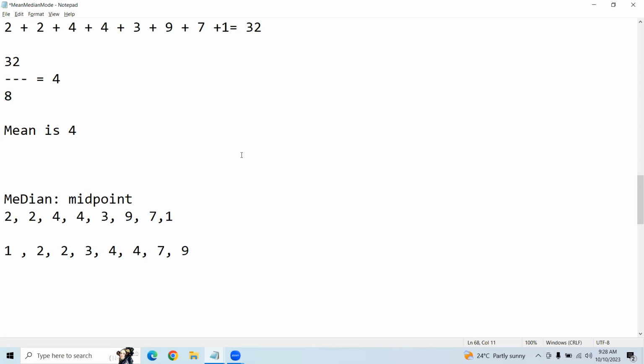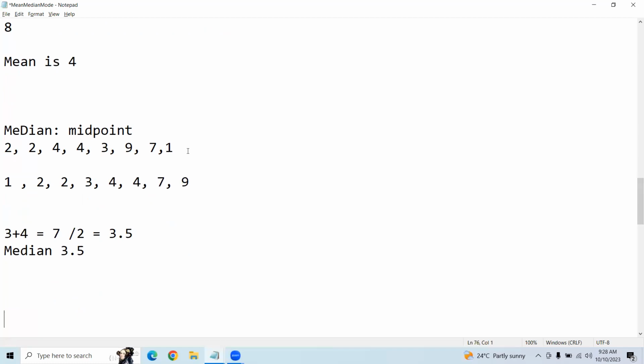So what are we supposed to do? We have to take these 2 numbers. Whenever you have an even number of values, here we have a total of 8 values, at that time you cannot decide a single number as a middle number. So you need to consider these 2 numbers. This will act as a median or center point. So 3 plus 4, you have to add them and divide it by 2. Once you divide this by 2, you will get the answer 3.5. So median for this is 3.5.